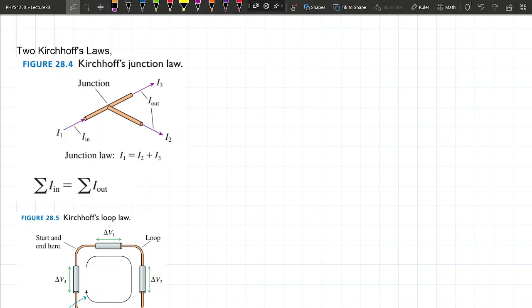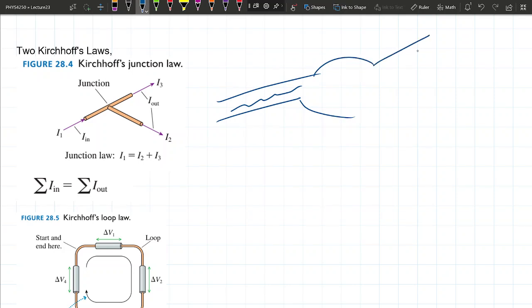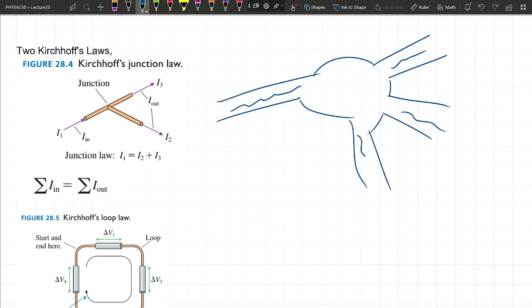Hopefully this is something of a review from General Physics 2 also, where the amount of current flowing into a junction is equal to the amount of current flowing out. In General Physics 2, I just used a river analogy. Let's say you have a river, with some amount of water flowing into some reservoir, and then some amount flowing out of that reservoir. Let's say this goes to 3.